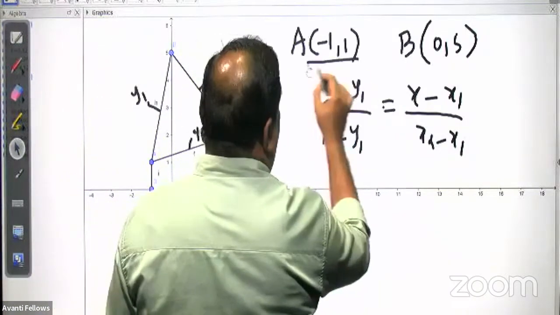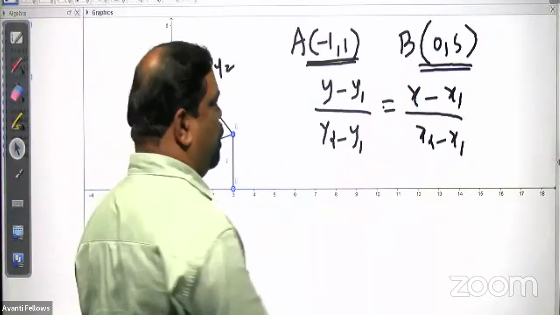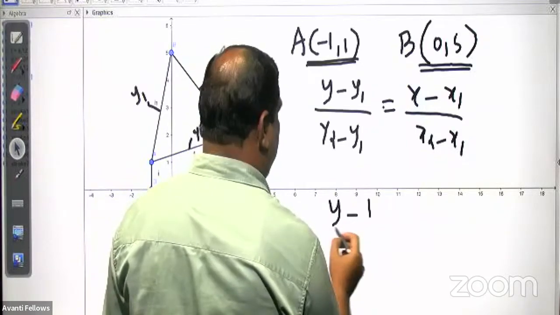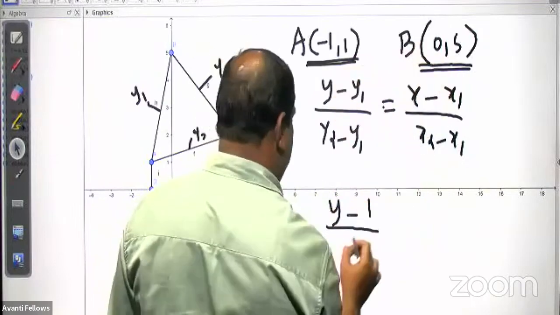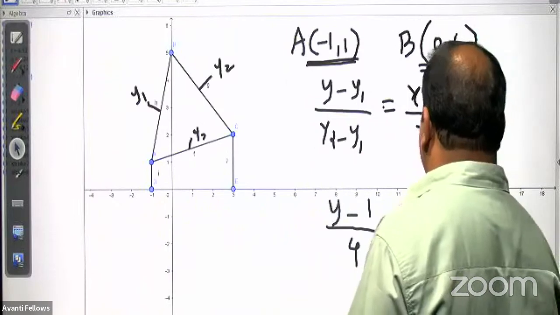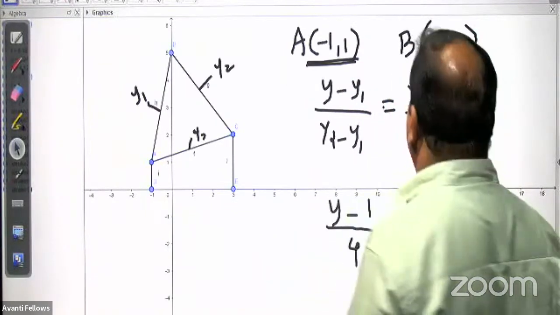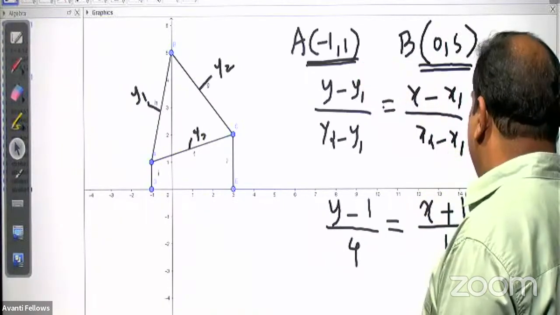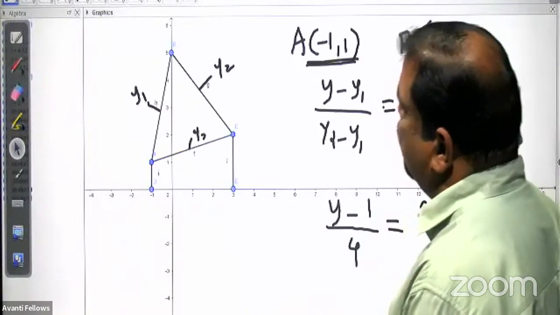First point you can take as x1, y1, the other as x2, y2. Then you will get the equation as: y minus y1 divided by y2 minus y1, that is 5 minus 1, that is 4, equal to x minus x1, that is x minus minus 1, x plus 1, divided by x2 minus x1, that is 0 minus minus 1, that is 1. So this is the equation of the first line segment AB.